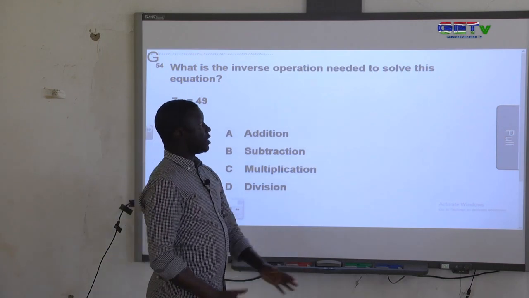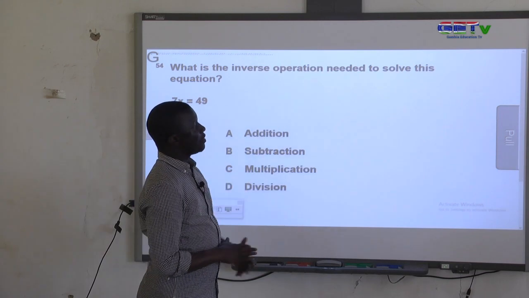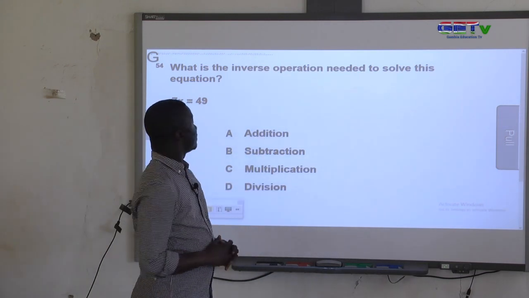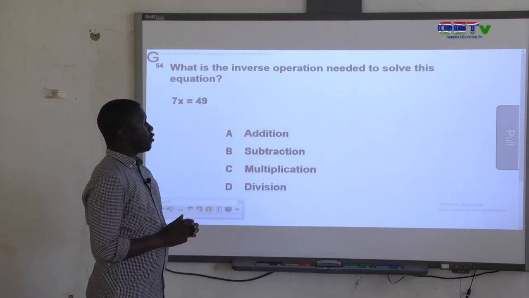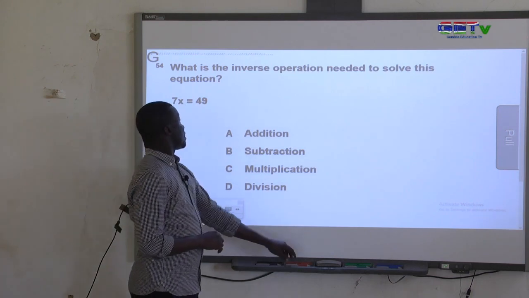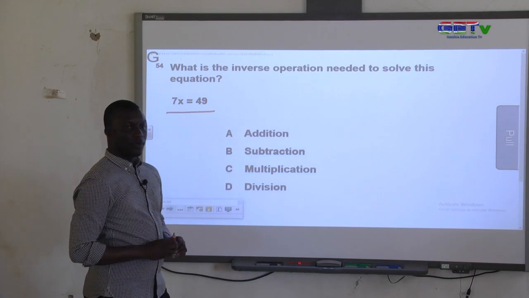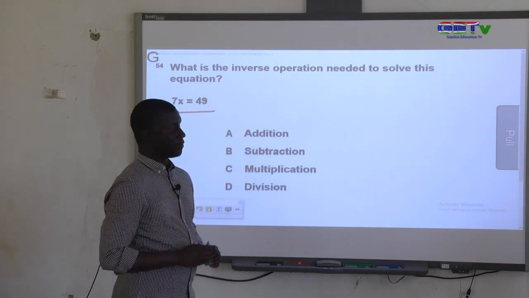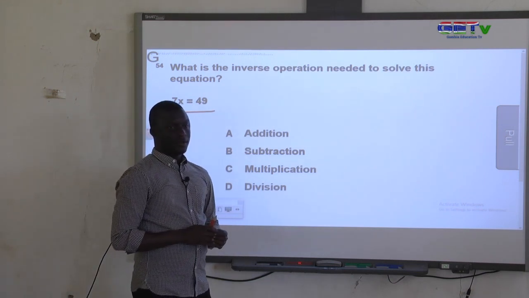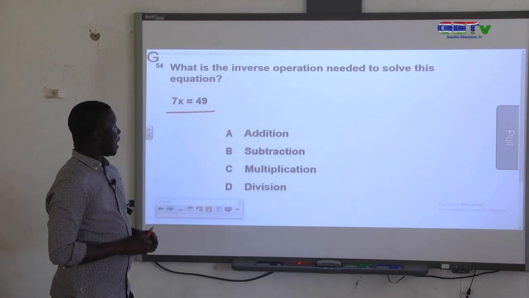We have a response question here, and I want us to be doing this together. While I'm solving this here, I would also want you to be doing this with me whilst you are sitting there. What is the inverse operation needed to solve this equation? The equation at hand here is 7x equals 49. We need to know the operation involved first, then we can know the inverse operation that we will use to isolate our x.